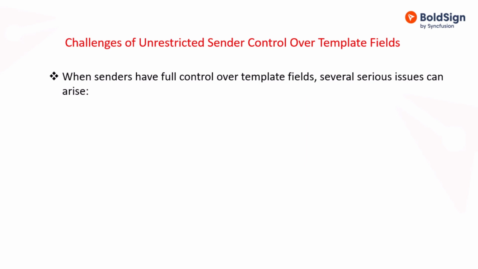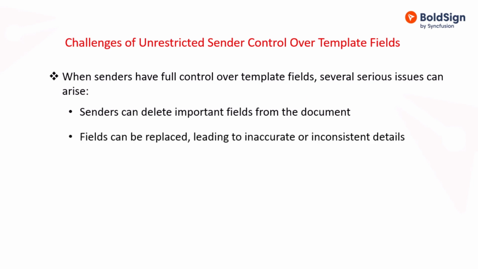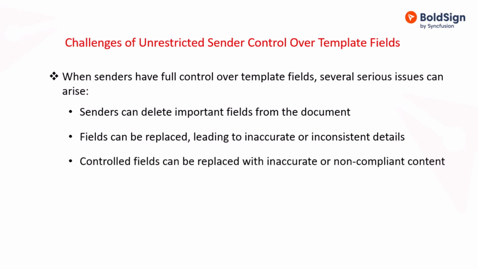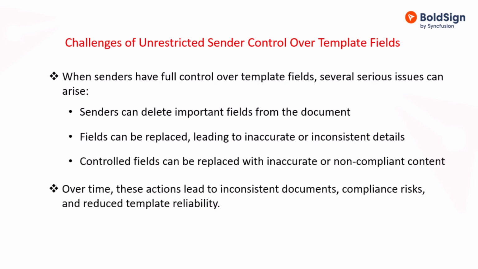This matters because when senders have full control over template fields, a few things can go wrong. A sender can delete a critical field. They can change field settings that were meant to stay standardized. They can replace a controlled field with something inaccurate. And over time, the same template produces inconsistent documents.